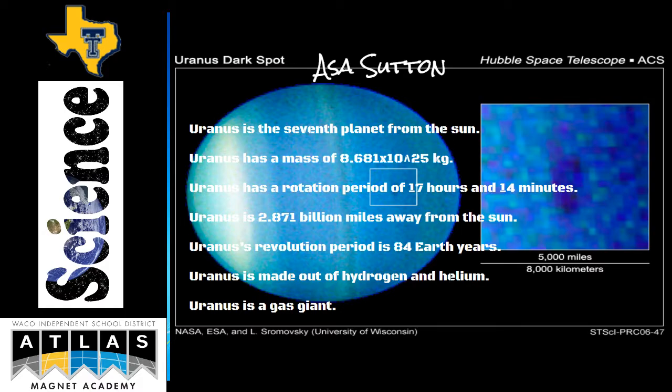Uranus is made of hydrogen and helium mainly, and it is a gas giant planet. Also, Uranus has a large dark spot on its surface.